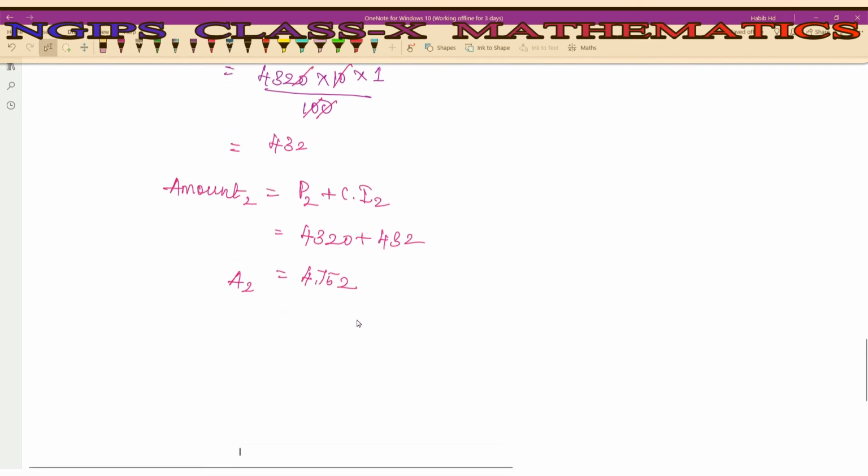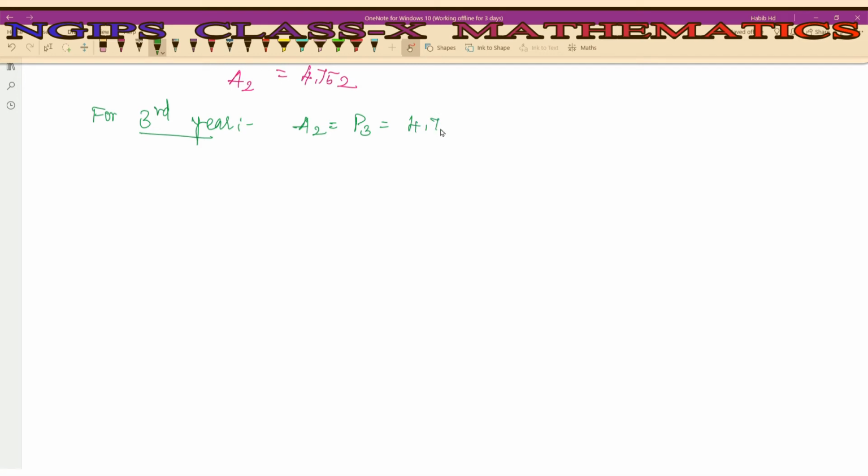Now the second year amount is carried over as the third year principal. So for the third year, we take the second year amount as the third year principal. It is 4752, the rate is 10%, and the time period is 1 year. So this is the third year rate of interest. Now I am going to calculate the values.